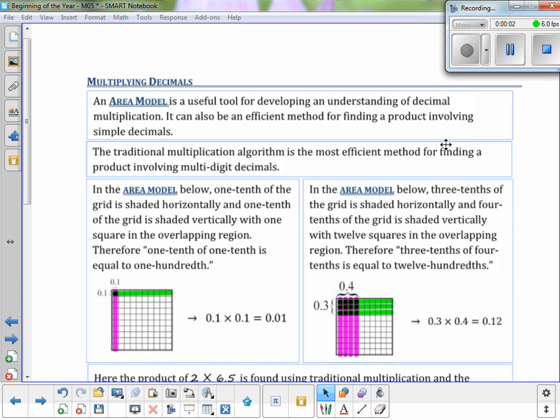All right, guys and gals, thank you for having your notes sheets out. Please make sure you have the one that says multiplying decimals at the top.